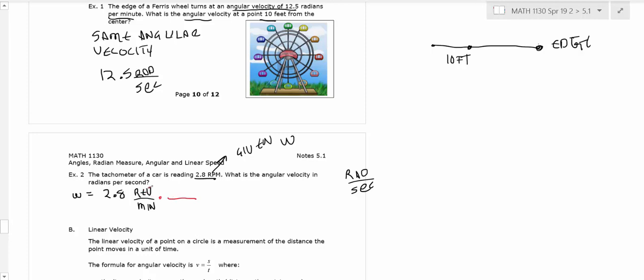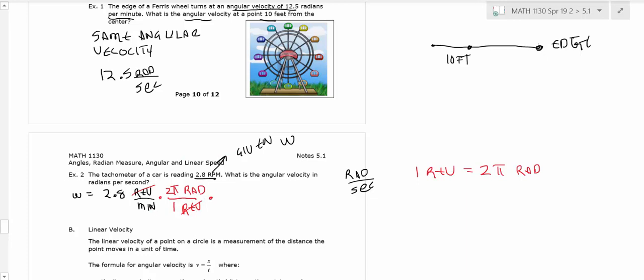So here's the idea. We don't want revolutions in our answer. Since revolutions is on top, we want a connection between revolutions and radians. That's why I'm putting the revolutions on the bottom, so it cancels out. If you go through one revolution in a circle, how many radians is that? 2 pi, good. So that's 2 pi. That's something you may want to write down: one revolution around a circle is 2 pi radians, because you'll use that unit conversion all the time. Now we're in radians per minute.